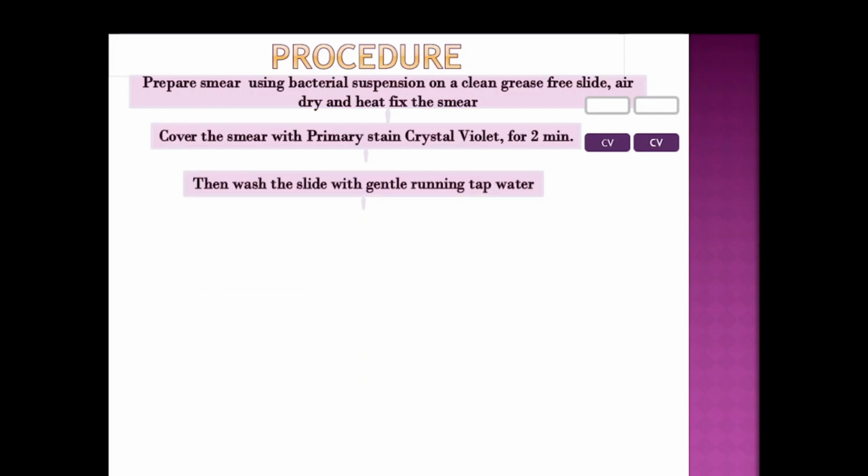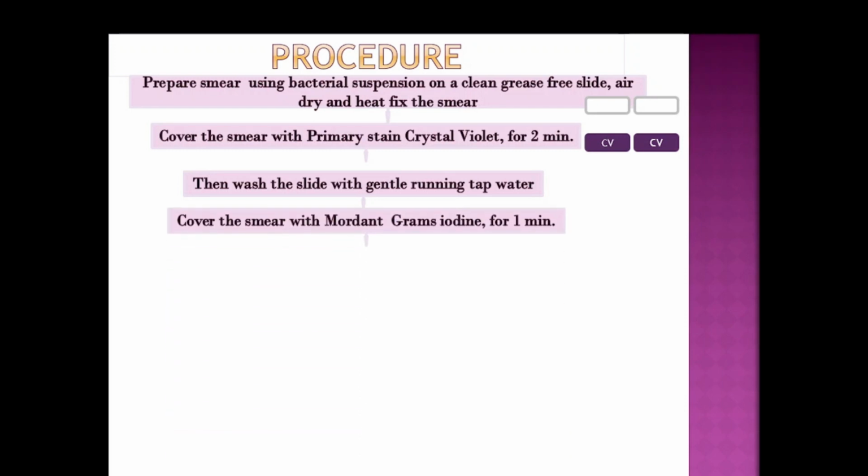Then wash the slide with gentle running tap water. Remember, the flow of water should be gentle. Harsh flow of water could lead to washing out of your smear.